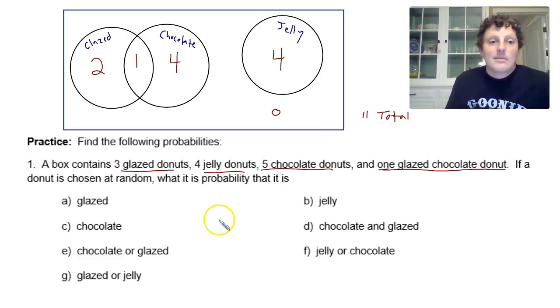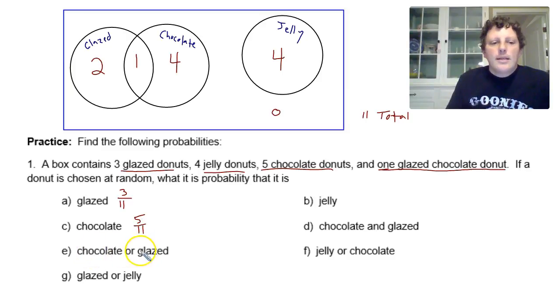Should be a dozen, shouldn't it? Well, we're just following what it says here. So what's the probability that it is glazed? Well, glazed would include the 2 and the 1 that's glazed and chocolate. So that's going to be 3 out of 11. The probability of chocolate would be the 4 just chocolate plus the 1 that's also glazed. So that would be 5 out of 11.